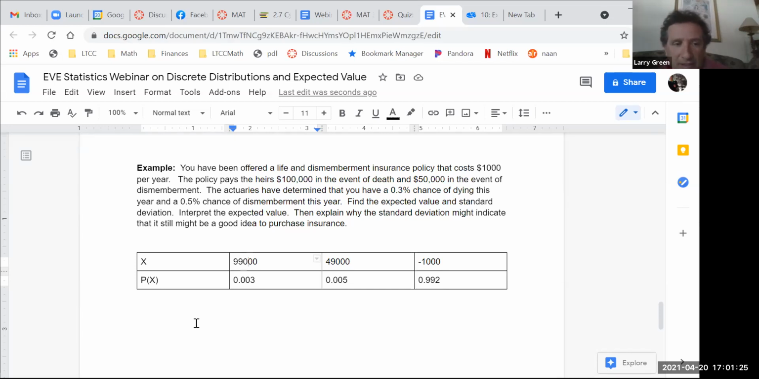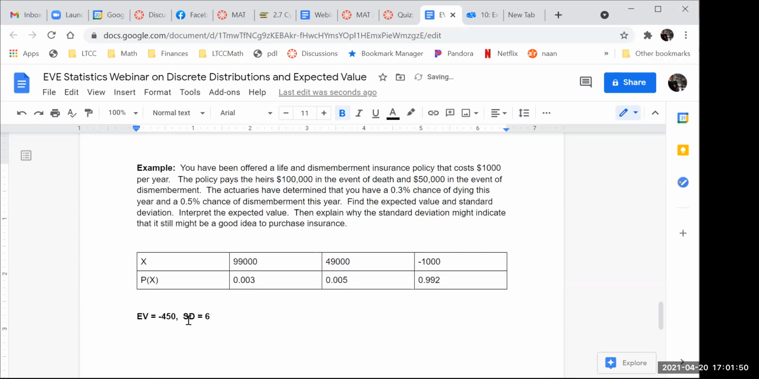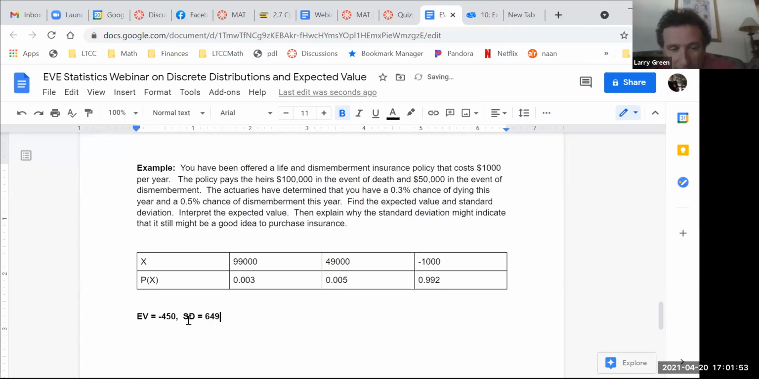So any question? Now, did you put it into the calculator? And what did you get for the expected value? I can't do this in my head, but what did you get? Negative 450. I heard two people got the same thing. That's a good sign. And the standard deviation was 6,495.96. Let's call it 6,496. No one cares about less than $1 on a life insurance policy. I hope you agree with that.